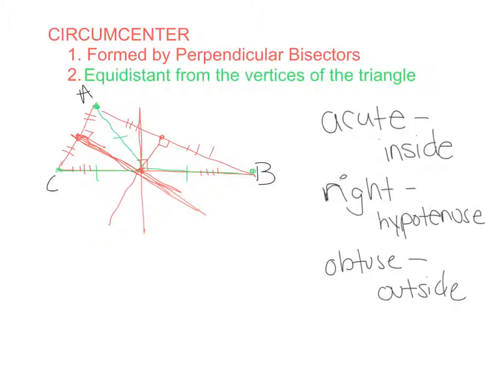So the second part of a circumcenter, what we know about it, is that it's equidistant from the vertices of the triangle. So I've marked this in green on my drawing. From each vertex, like from A to the circumcenter, is congruent to C to the circumcenter and B to the circumcenter. Every vertex to the circumcenter is congruent.